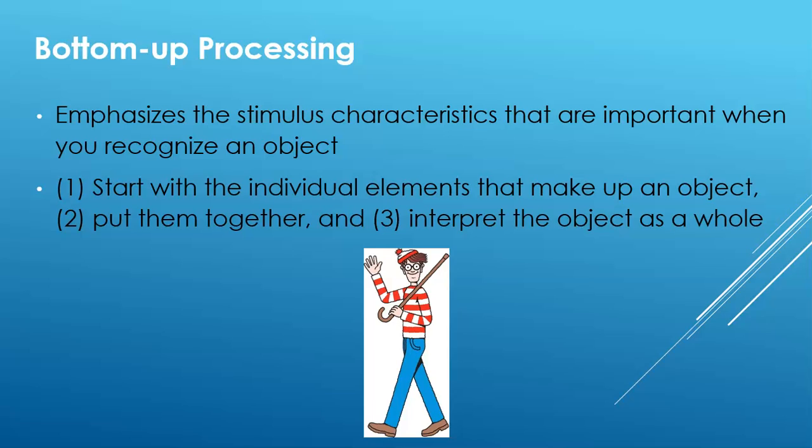The first thing we're going to talk about is bottom-up processing. So bottom-up processing emphasizes the stimulus characteristics that are important when you recognize an object. So pretty much you start with the individual elements that make up an object, then you put them together and then interpret it as a whole. Another way you can think of this is if you've heard the term see the trees before the forest. So bottom-up processing, you see the individual trees. You put all the trees together and you understand that you're looking at a forest.